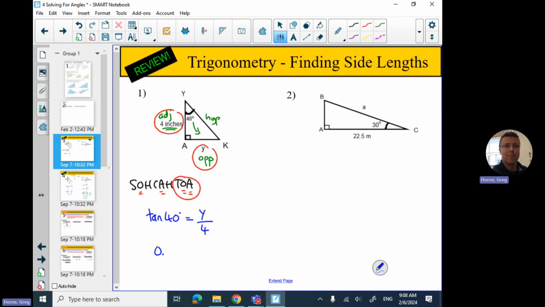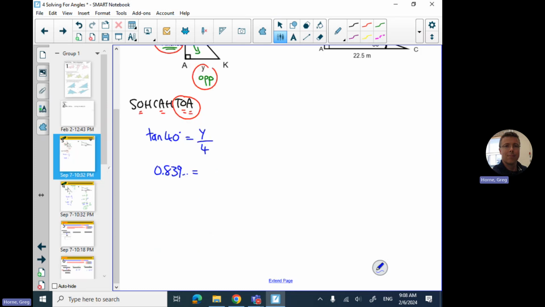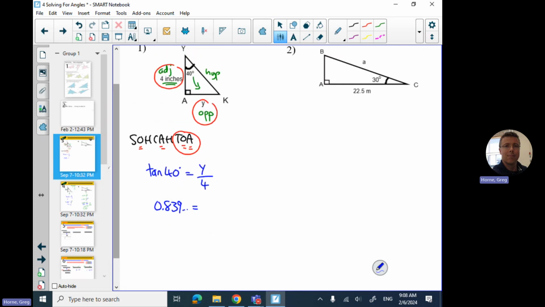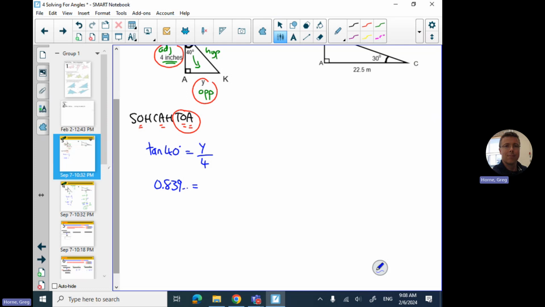Have 0.839 or so. It does keep going. You can keep more or less, doesn't matter. At this stage, keep a bunch and at the end round reasonably, right? Reasonably meaning like about 4 inches, so you're not going to keep 7 decimal places. Just makes sense. So we have that, and then we multiply both sides by 4 to get rid of that divide by 4, just like that.